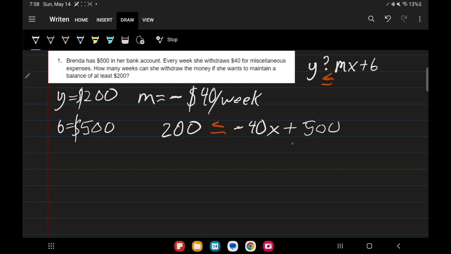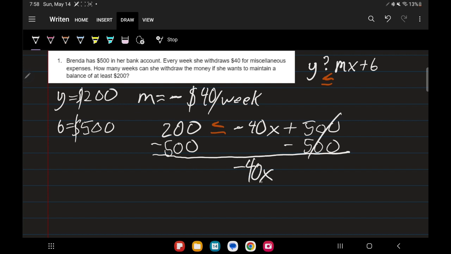Let's go ahead and solve. So I'll subtract 500 from both sides since I'm adding it to minus 40x. So 500 minus 500, that's 0. So I'm left with minus 40x. And that's going to be less than or equal to our new number over here, negative 300. So last step. I need to solve for x. To do that, I need to divide by negative 40, sorry.